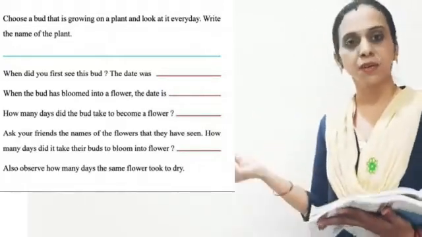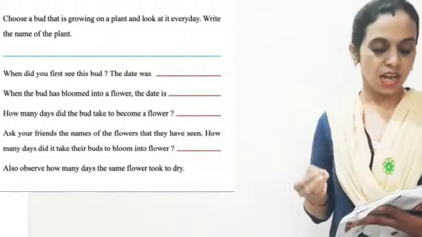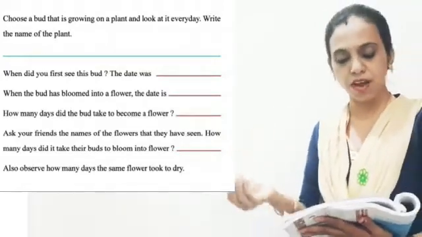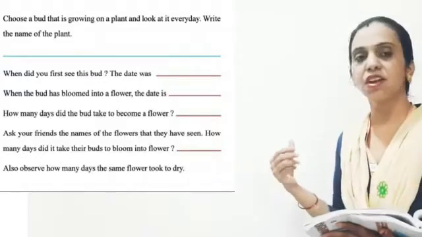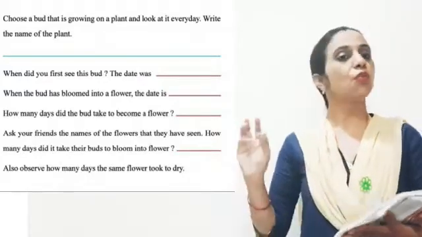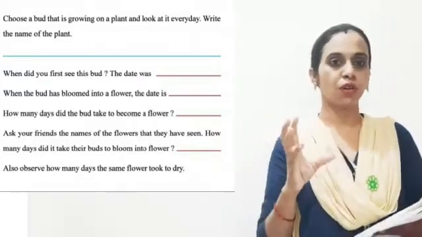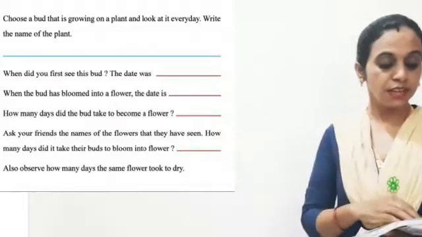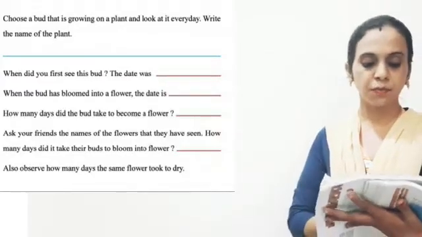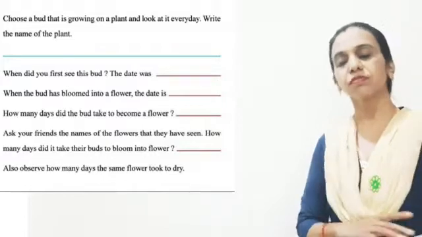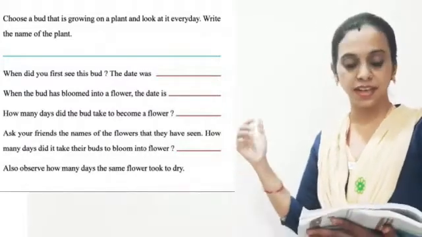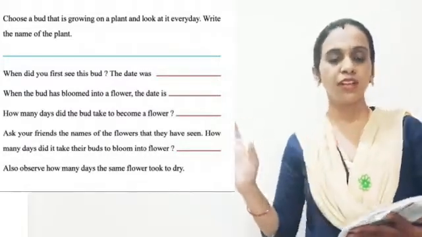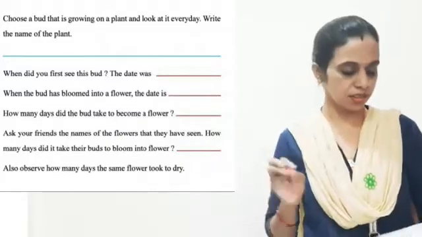जब आपने ये bud को first time देखा उसकी date लिखनी है. And when it bloomed into a flower the date is, जब ये flower में convert हुई है तो वो date लिखनी है. Then how many days did the bud take to become a flower? You have to write the days, in how many days it became a flower.